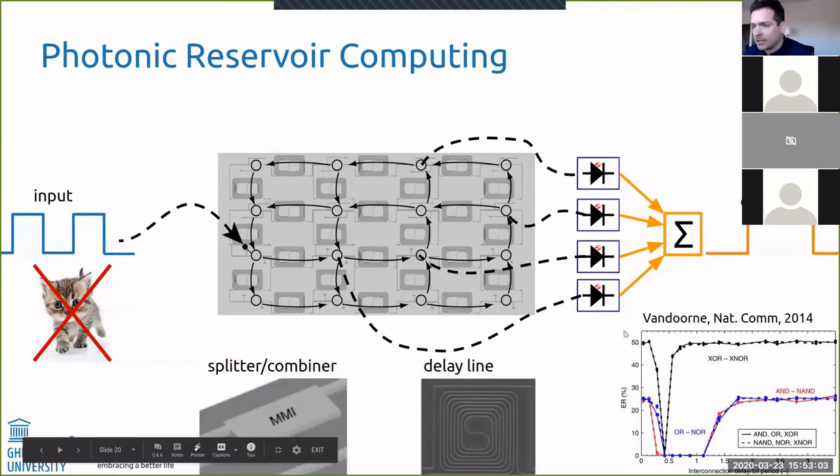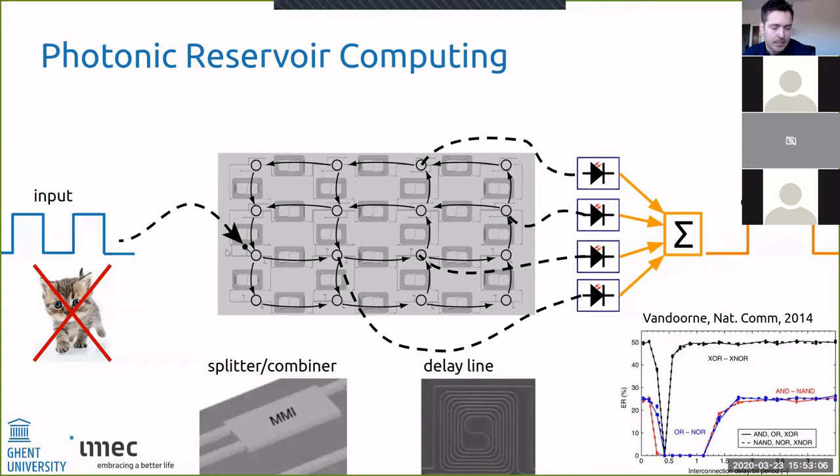But there are a few problems with this kind of design. First of all, it's quite large, because implementing such a reservoir quickly takes up to a few millimeters in chip real estate. And for its large size, it still has a quite limited number of nodes. So that means that the computing power of the reservoir is still quite limited. And these nodes also have a quite limited interconnection topology. Each node is only connected to its neighbors, but not to other nodes. So it still has some limitations.